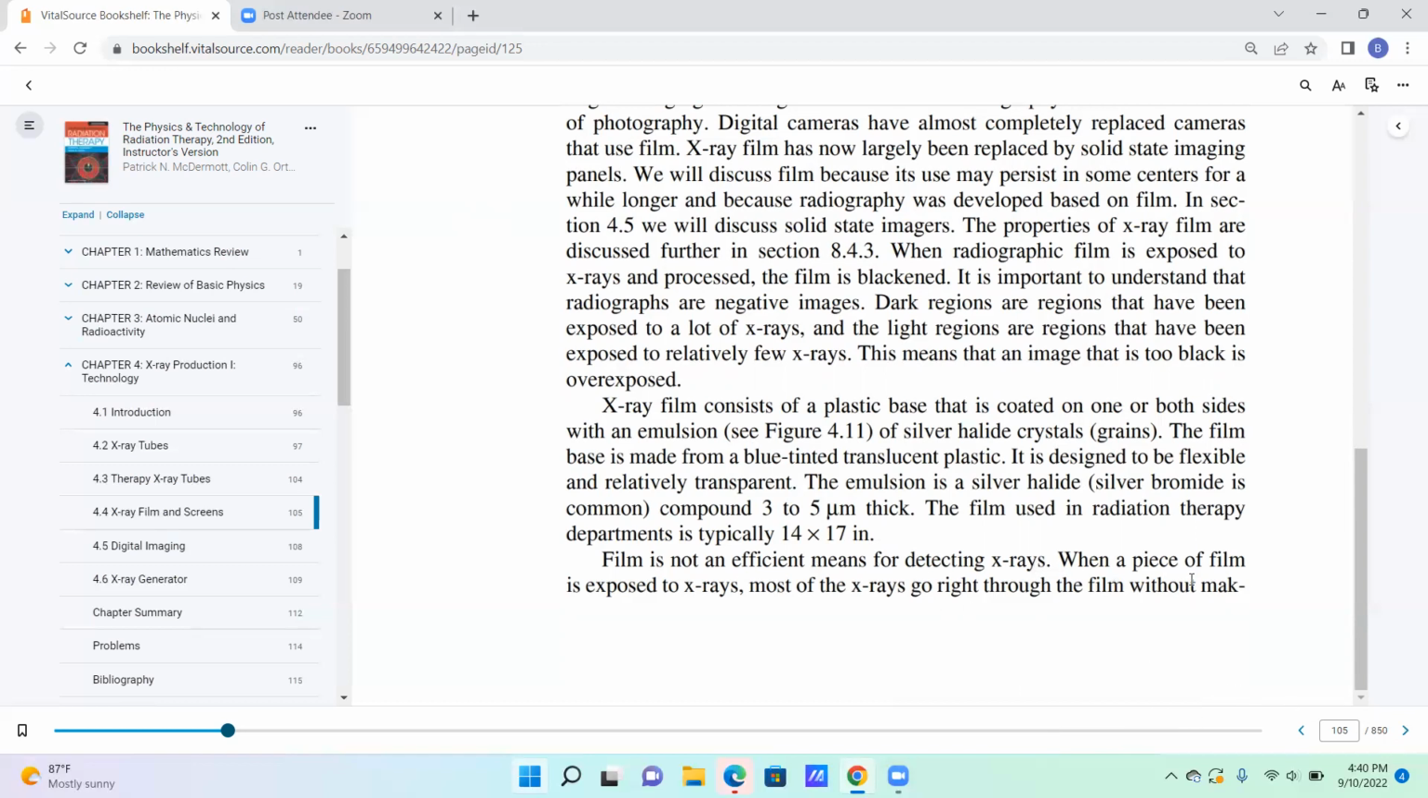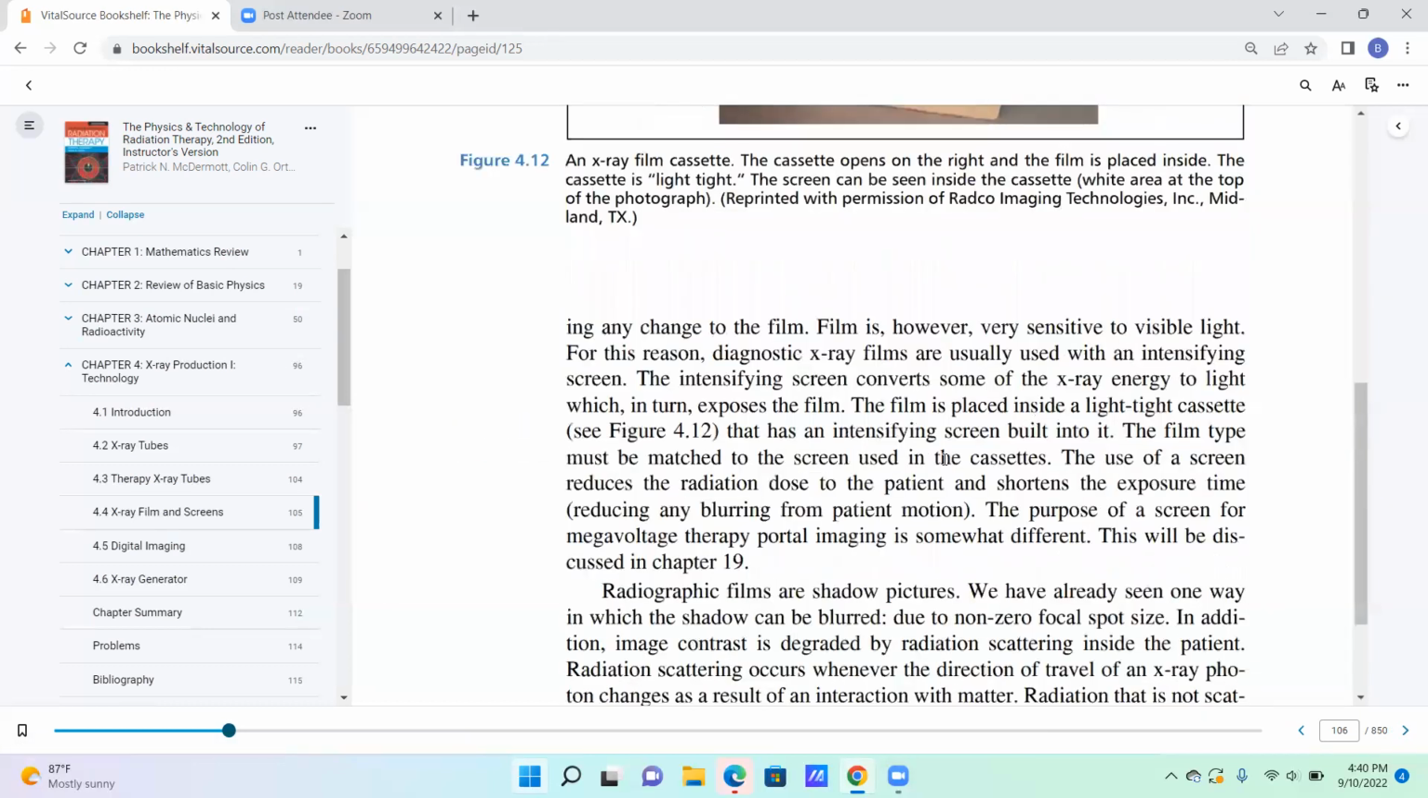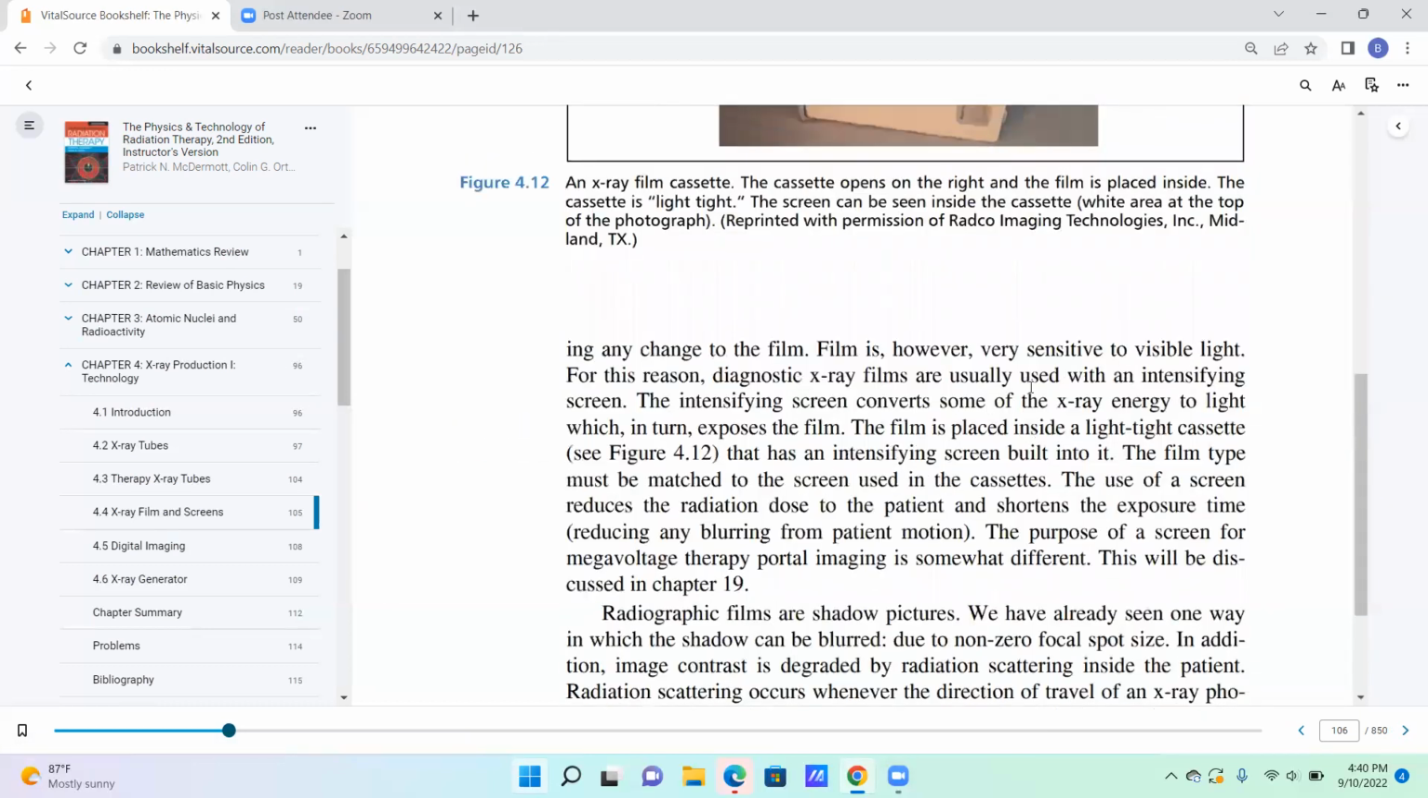So film is not an efficient means for detecting X-rays. When a piece of film is exposed, most of the X-rays go right through the film without making any change to it. But it is very sensitive to visible light.